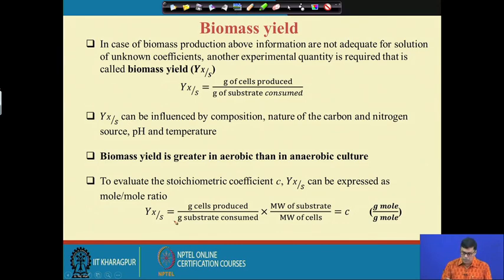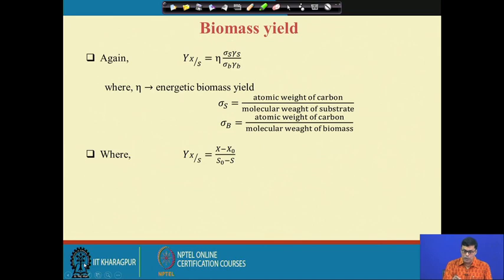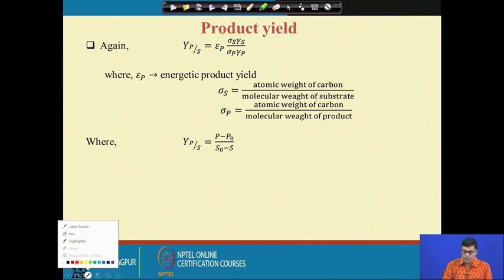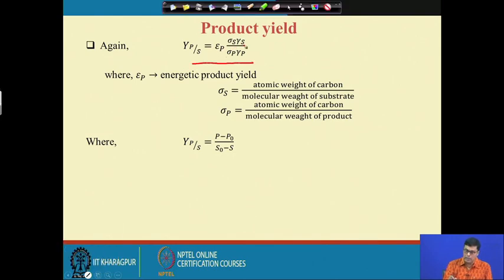Now, similarly, we can calculate the other things also. Y x by S is like this, and then Y p by S is like this, epsilon p gamma S, sigma S gamma S sigma B gamma B. So, with respect to product we can find it out. And Y p by S is equal to p minus p0 over S0 minus S. So, we can easily calculate that.